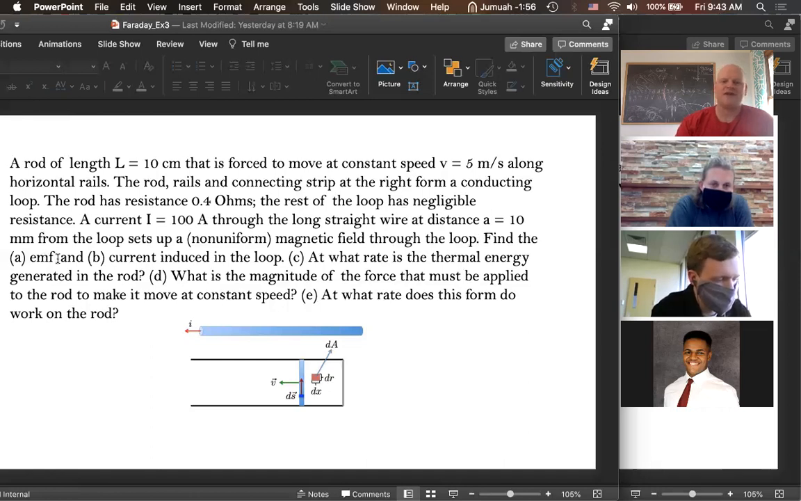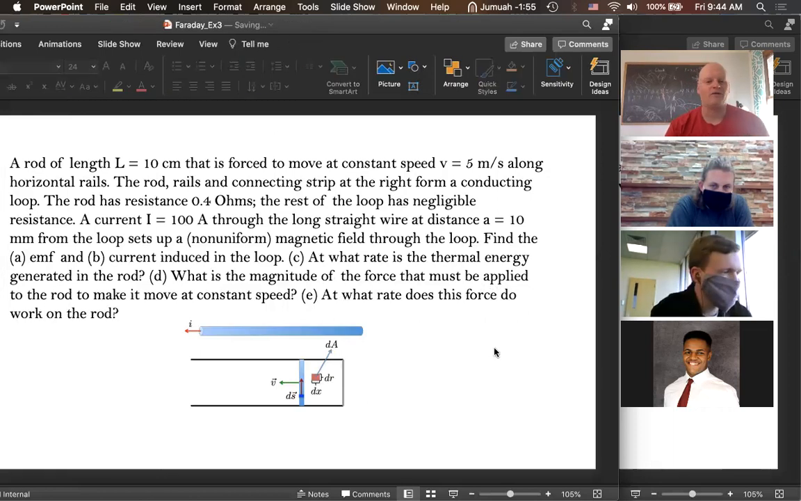So here it wants us to first find the EMF and then find the induced current. It should be, yeah, current induced in the loop. And then I want to know at what rate is thermal energy being generated? What is the magnetic field to make sure that this thing is moving at constant speed? And then finally, at what rate does these form, that should be force.